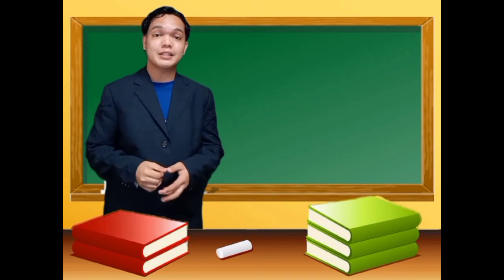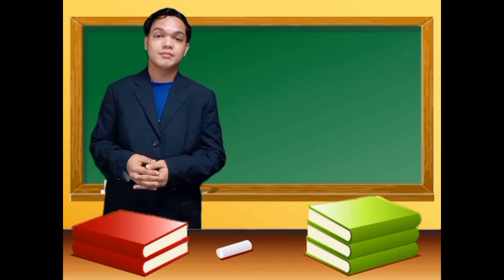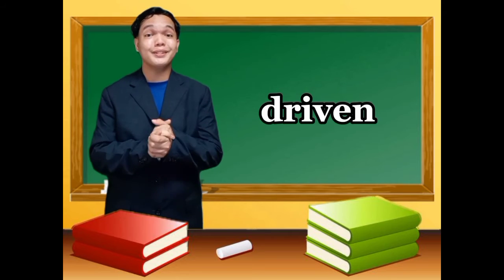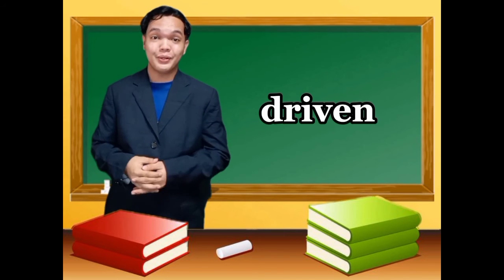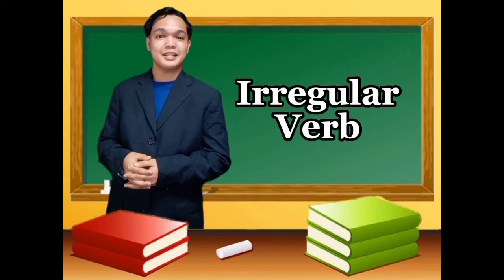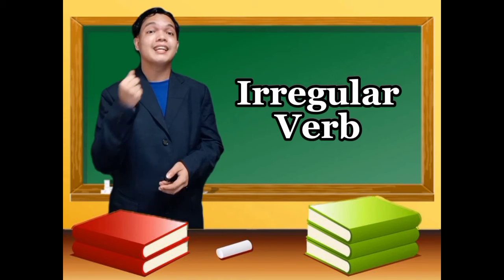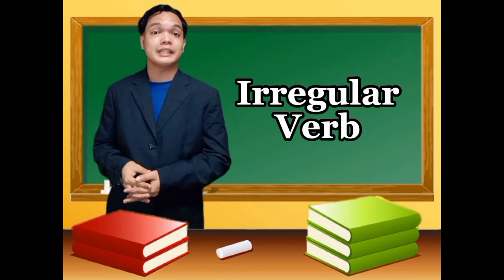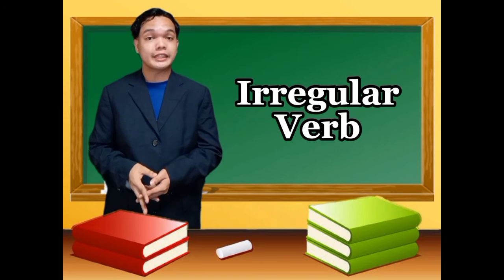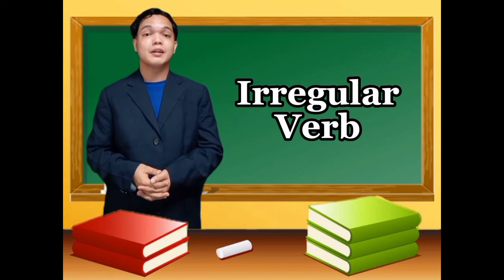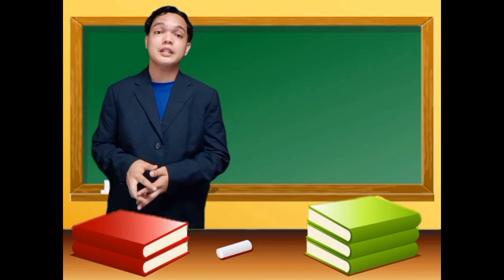Okay, in the second sentence, what is the verb used? Driven, very good. What kind of verb is this called? Yes, it is irregular verb. Why? Because, yes, it is a verb that do not end in ed or d to indicate an action in the past.